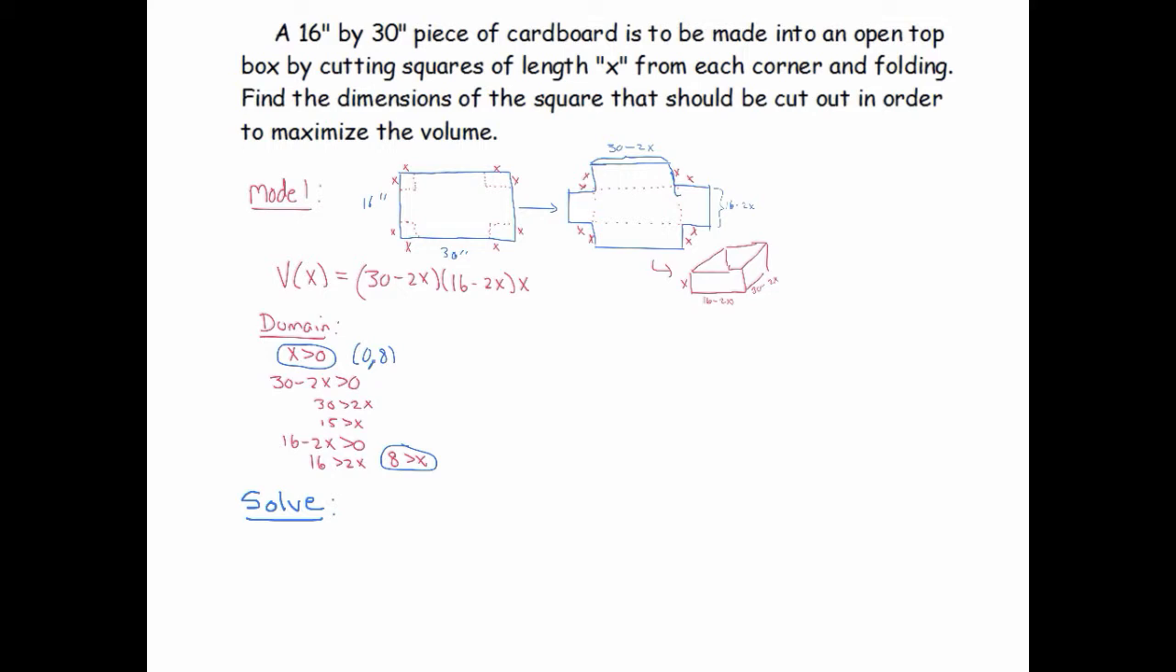So if you multiply all those out, you end up getting v of x equals, so I'm going to let you multiply that out and just confirm this. You end up getting that. So there's our volume function. If we want to find critical points, we're going to take its derivative. So that gives me 12x squared minus 184x plus 480.